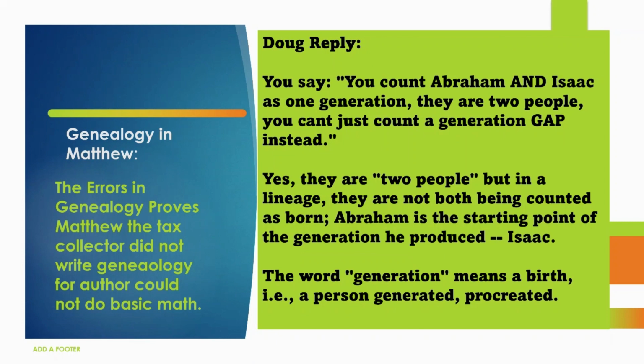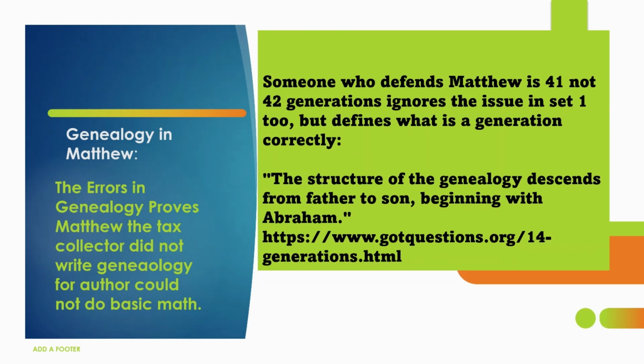You say, quote, you count Abraham and Isaac as one generation. They are two people. You can't just count the generation gap instead. Yes, and my response is yes, they are two people, but in a lineage, they are not both being counted as born. Abraham is the starting point of the generation he produced, Isaac. The word generation means a birth, i.e., a person generated or procreated.